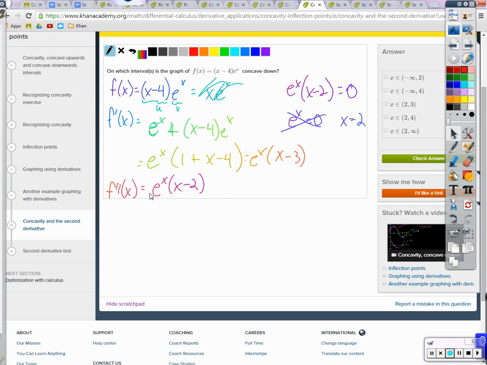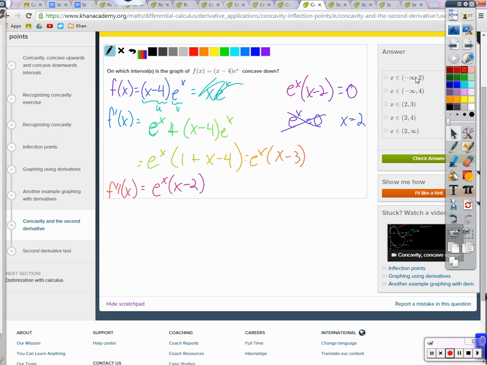Don't plug it into the original, plug it into the second derivative. We put 0 there. e to the 0 is 1. 0 minus 2 is negative. Negative 2 times 1 is negative 2. What do we conclude from that? Negative second derivative means the function is concave down. So all the way up to 2, it is concave down.